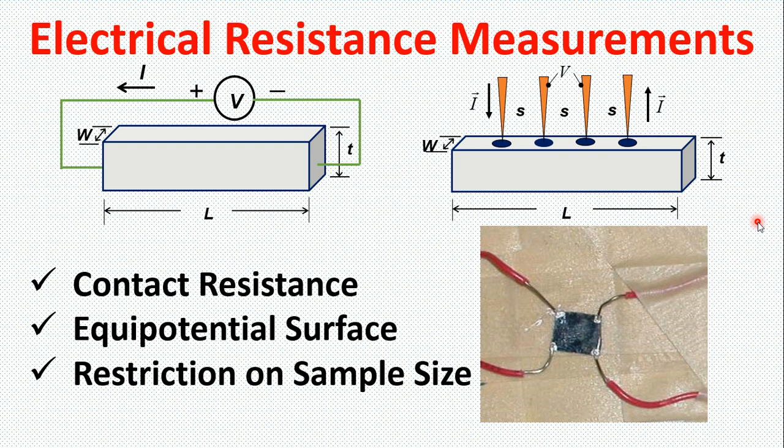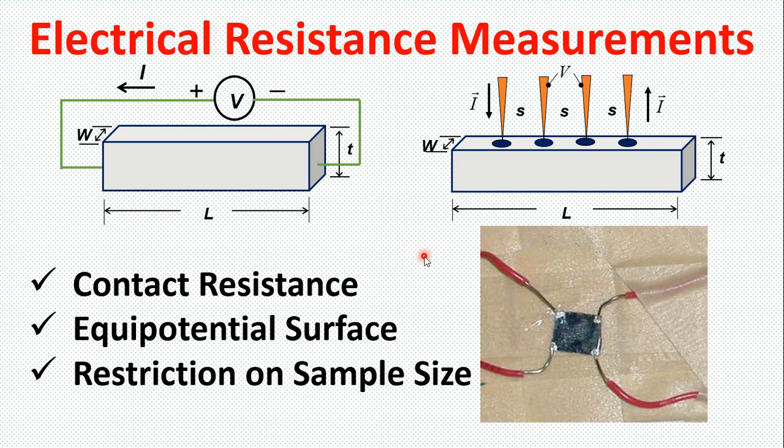Today I will discuss various electrical resistance measurement processes. In detail, we will discuss how contact resistance, equipotential surface, and restriction on sample size, how these parameters are affecting us when we are measuring the resistance or resistivity of a sample.